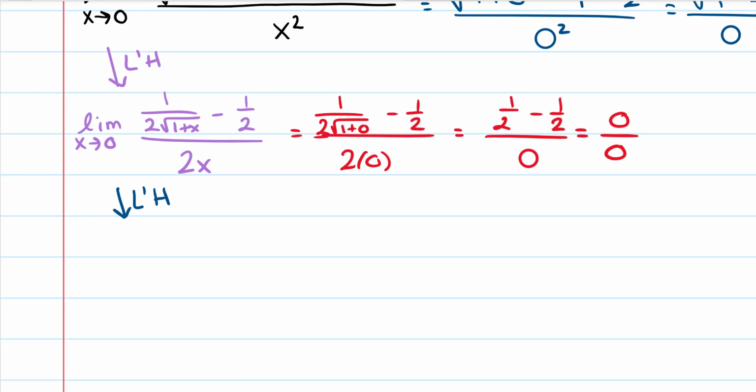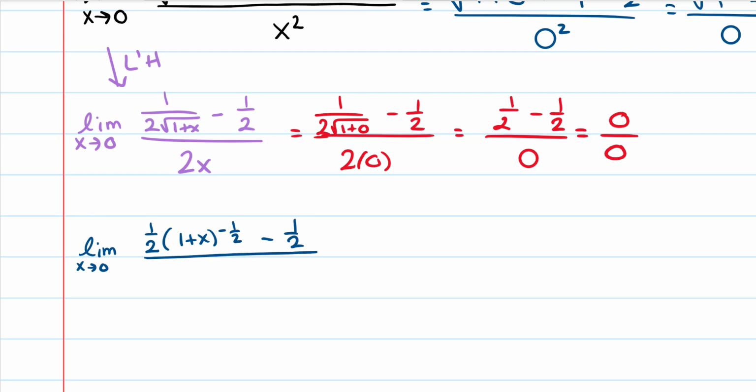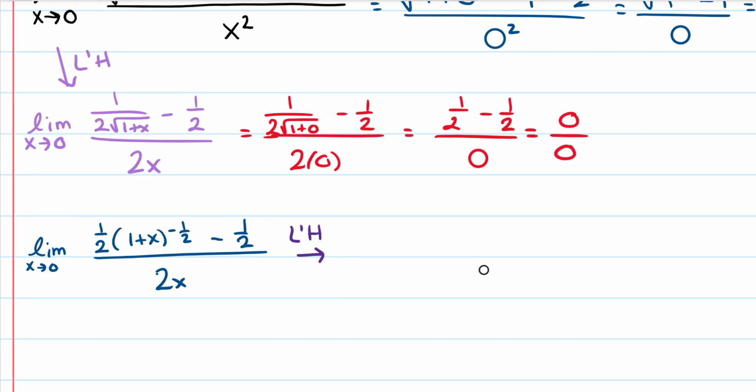In order to do this, I'm going to rewrite this a little easier before I apply L'Hopital's rule. So this becomes the limit as x approaches 0 of 1/2 times (1 plus x) to the negative 1/2 minus 1/2, divided by 2x. The only reason I did that was to make the derivative a little easier. So now we're going to apply L'Hopital's rule.